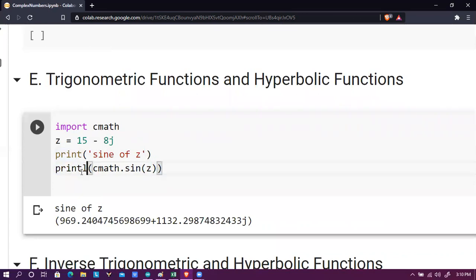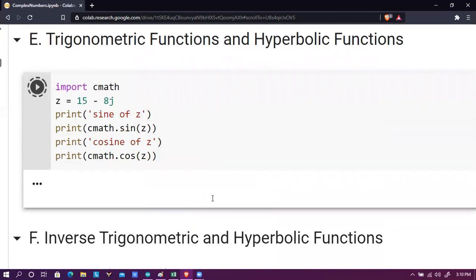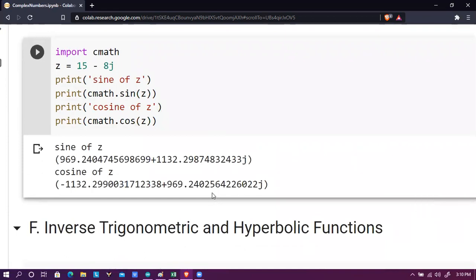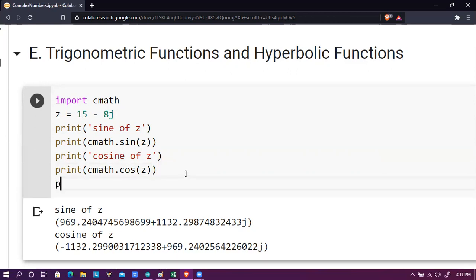I don't know if this will be supported. No, it's not. So let's just print cosine of Z. Cosine of Z is simply print cmath.cos of Z. Okay, we have the sine of Z and we have the cosine of the complex number Z. Take note, if you are using your calculator, you need to use the radian mode.